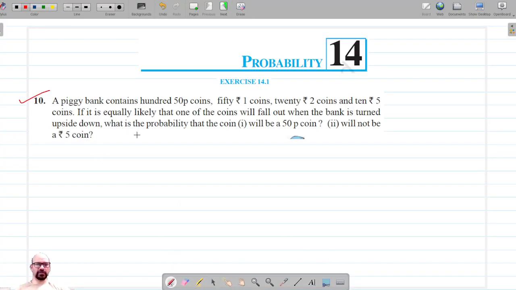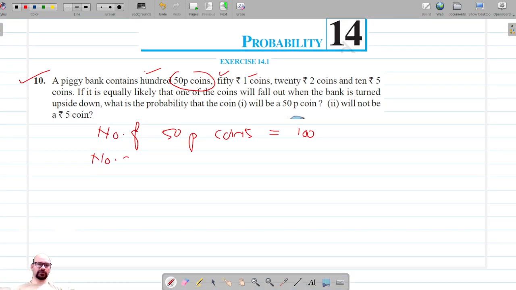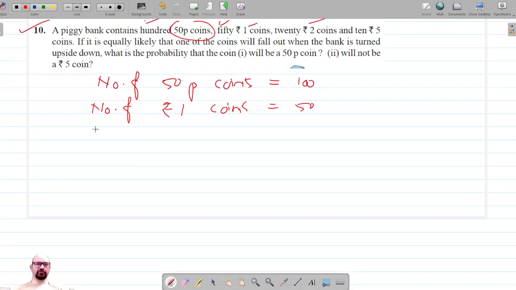Now for question number 10. Now a piggy bank contains 100 50 paise coins. So number of 50 paise coins. Then we have 1 rupee coins. So these are number of 1 rupee coins, which is equal to 50, and number of 2 rupee coins.